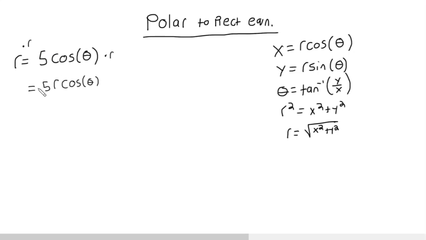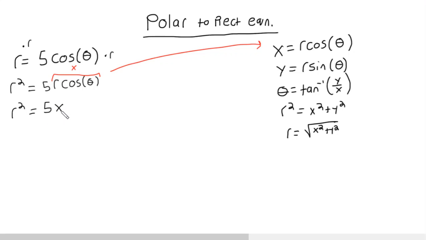But I can't multiply just the right-hand side for free, because what I do to one side, I also have to do to the other. So r squared is equal to 5r cosine theta. Now we see that r cosine theta, that's the same thing as x, because look at this rule over here. So this is just going to be r squared equals 5x.